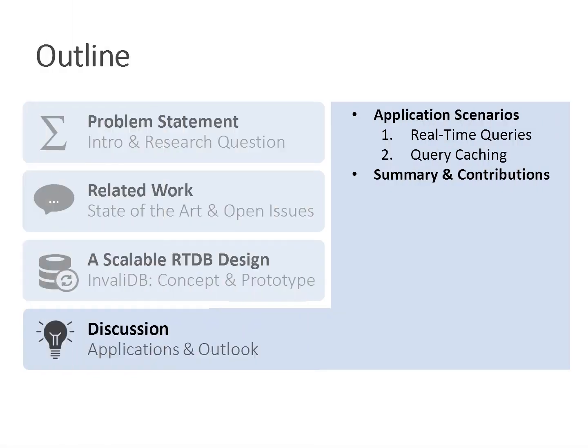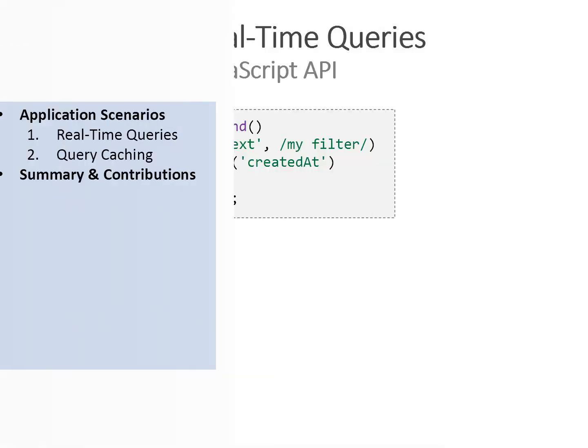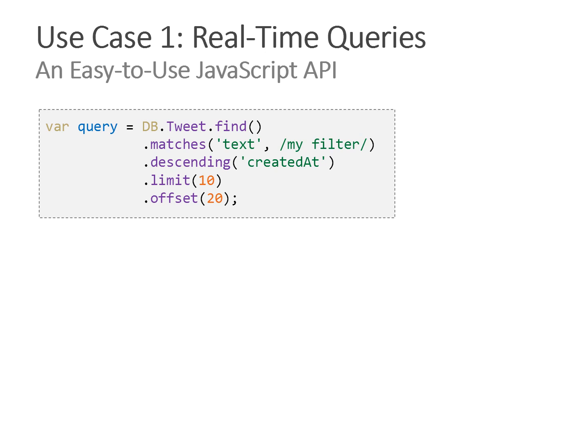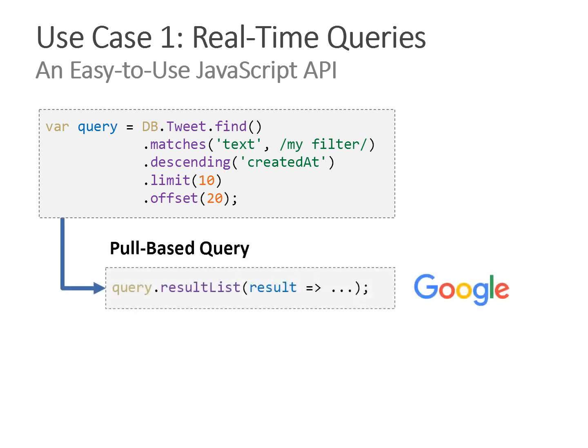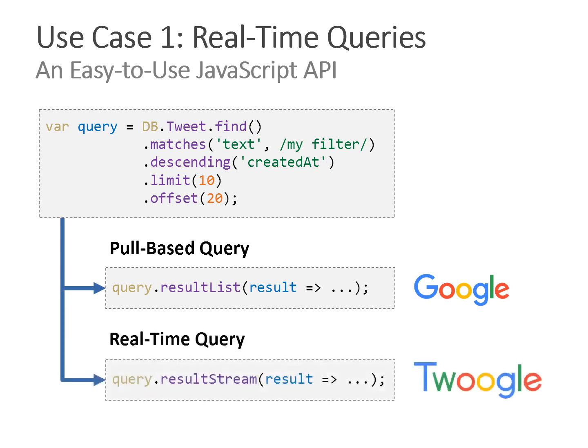Okay, now finally, let's discuss application scenarios for our real-time database. Currently, there are 2 main use cases for real-time queries at backend. The first one is providing this functionality to developers. So as you can see here, we have an interface for pull-based queries and one for real-time queries, and they are both essentially the same. You just use a different keyword here.